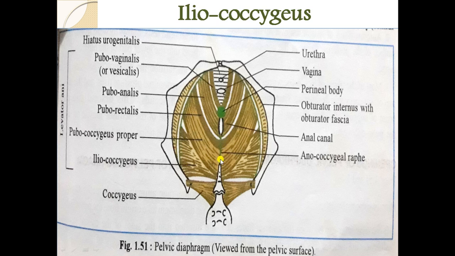It contains three strata, that is the deep stratum, the fascial part, the intermediate stratum, the tendinous part, and the superficial stratum, the muscular portion. So this is about the anococcygeal raphe. It is also called the post-anal plate, which extends from the posterior part of the anus region to the tip of the coccyx. So this iliococcygeus muscle is inserted into the lower two pieces of the coccyx and anococcygeal raphe.